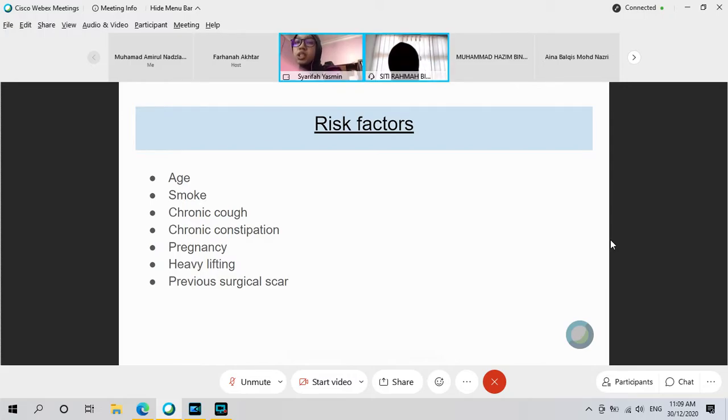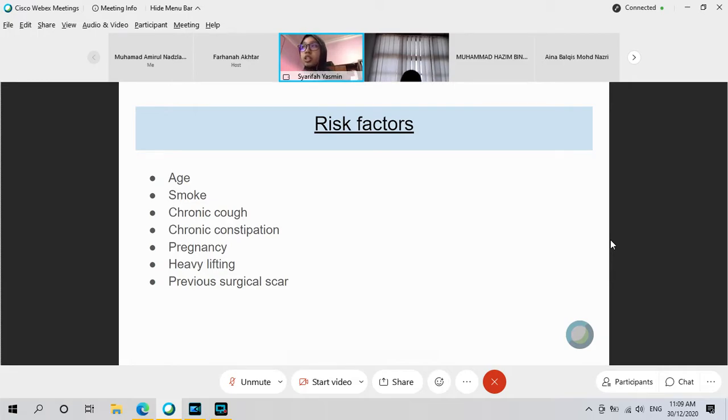Smoking is because it is associated with my third point, which is chronic cough. When a person coughs, it has been shown to raise the intra-abdominal pressure. Sorry, I will fix the slide later, it's smoking actually. So it is related to my third point of chronic cough, where cough has been shown to raise the intra-abdominal pressure. It means that patients who cough due to smoking, bronchitis, asthma, or COPD have a higher risk of developing hernia.